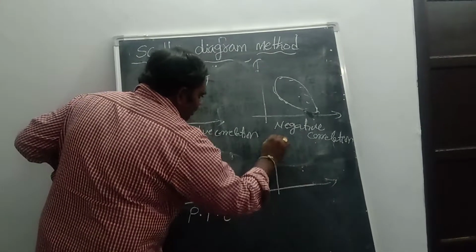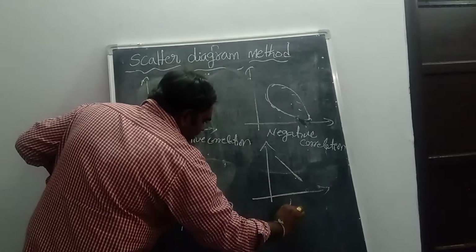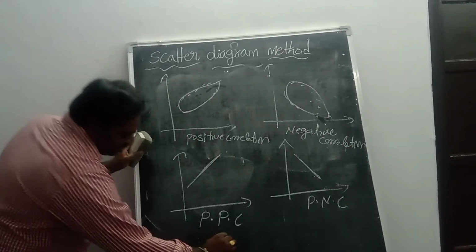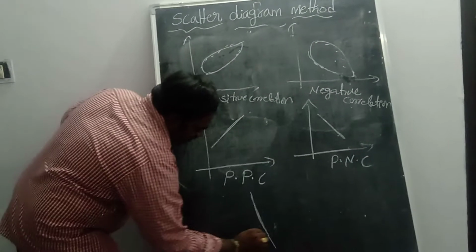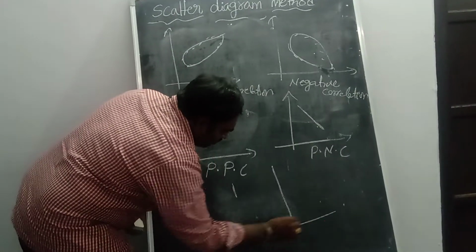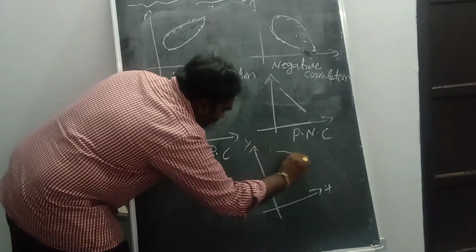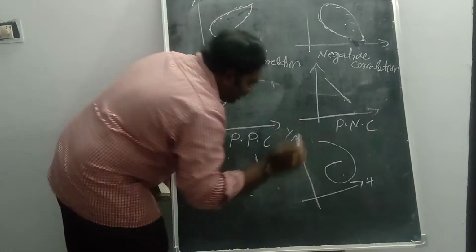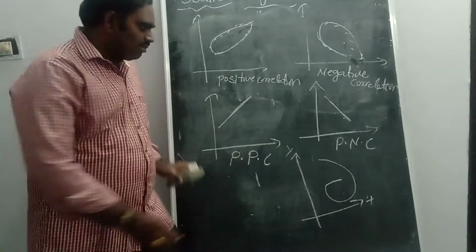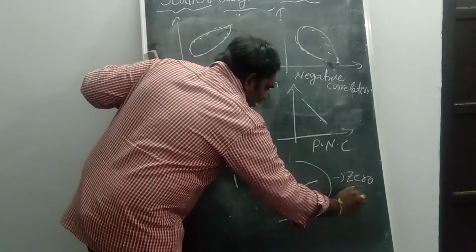If the points are in an exactly straight line and in decreasing order, then we say that this is the perfect negative correlation. Suppose the points are plotted and the graph is like this, we cannot say any relation. This type of correlation is known as zero correlation or uncorrelation.